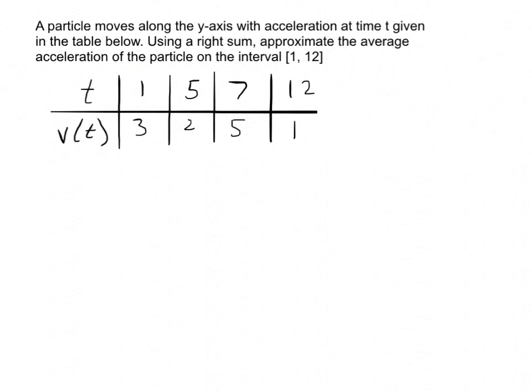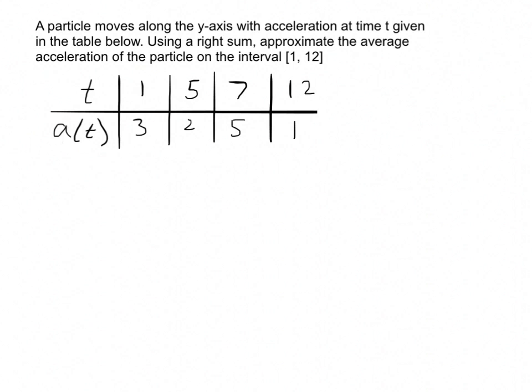Okay, so this time a particle moves along the y-axis. Oops, I just realized I've got a little typo there. This should be a of t. Sorry about that. It moves along the y-axis with acceleration at time t given in the table below. I want us to approximate the average acceleration. In other words, I want us to find the average value of this function.